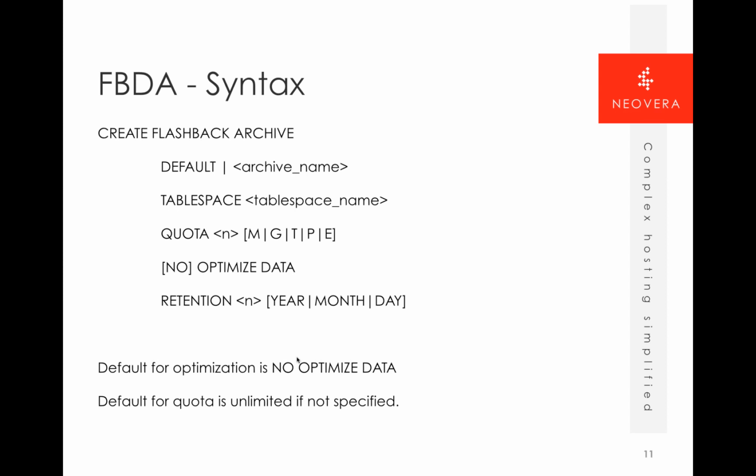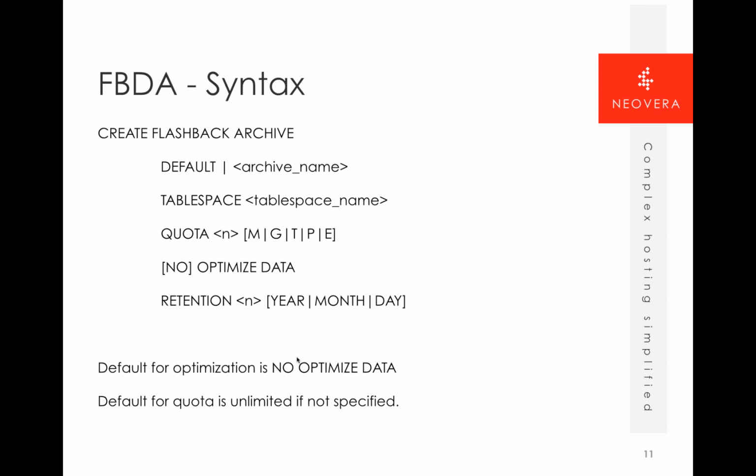You can give it a quota. Notice there's nothing less than a meg here, so it's meg, gigabyte, terabyte, petabyte, exabyte. The no optimized data option is for the case where you have Enterprise Edition with the optimization pack or option; you can specify optimized data and it will implement that. The default is no optimized data, so most shops without that package are not going to need that.